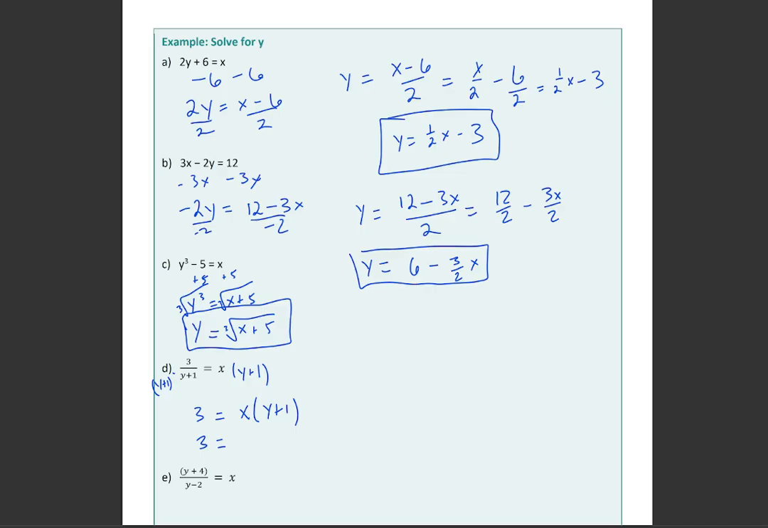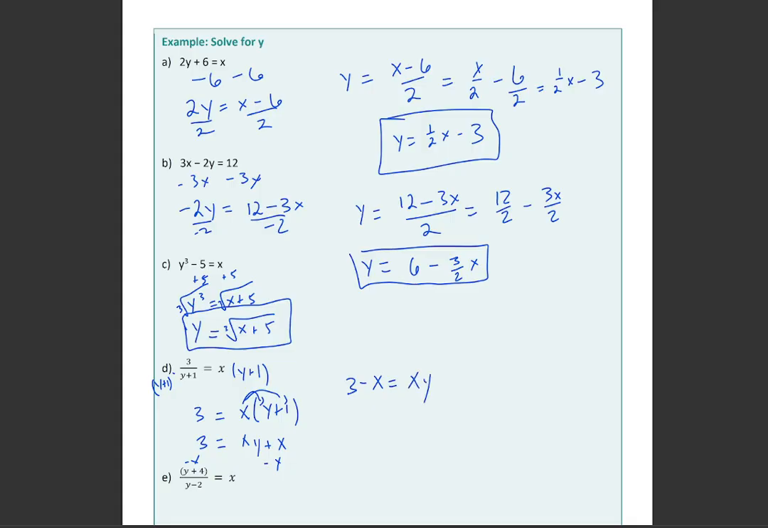That means 3 equals xy plus x, right? I can distribute my x to those two terms and break up the parentheses. Now remember, we're trying to get y alone, so let's at least subtract the plus x to the other side, see what we get. So if we subtract x, we get 3 minus x equals xy.